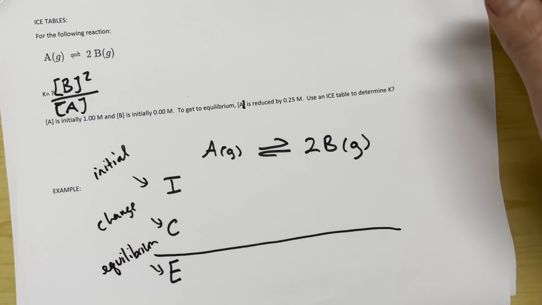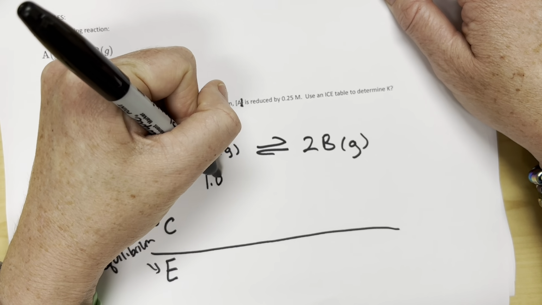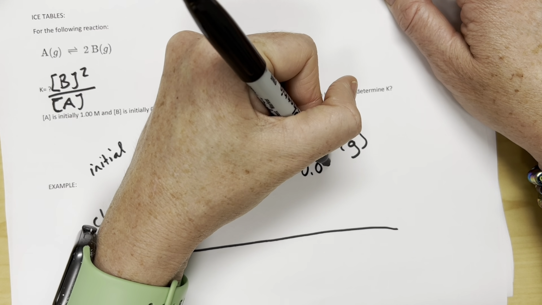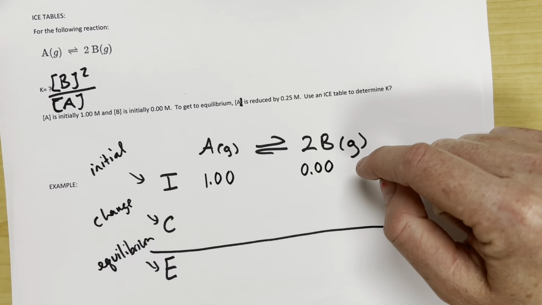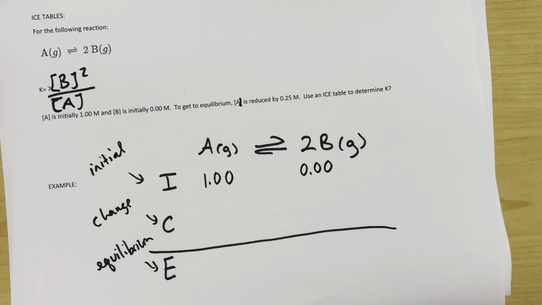Okay, so our initial concentration of A was 1.00. It said B was initially 0.00. Although if it doesn't mention something, we automatically know that it was 0. So in future problems we're going to come across, it won't mention the other products or the other reactants, so we'll just know that they weren't initially there. So we'll put a 0.